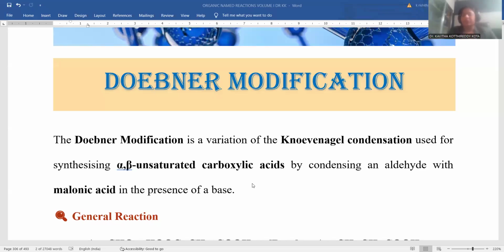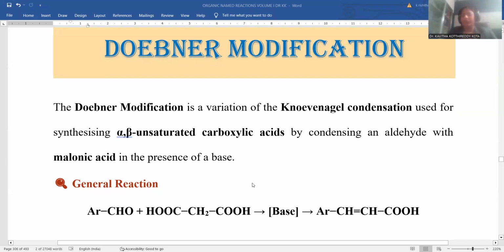Doebner modification is the organic named reaction we are going to discuss in this session. The detailed insights regarding this Doebner modification are discussed here.